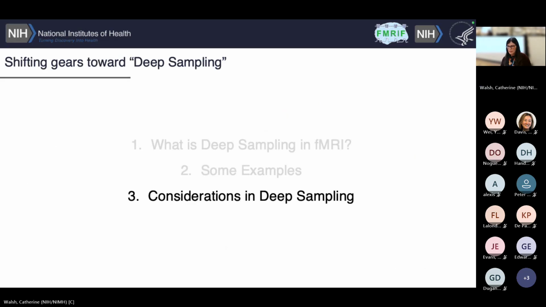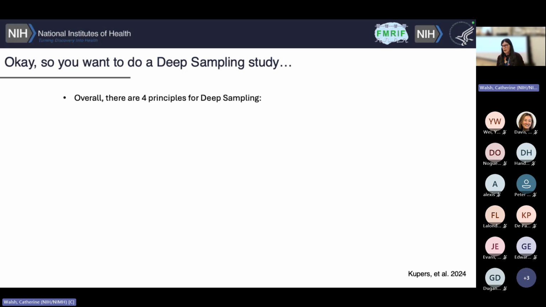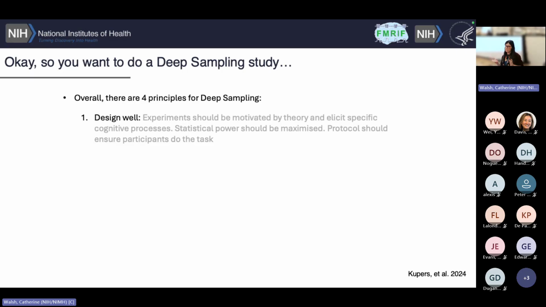Okay. Lastly, in the last 3 minutes, I'm going to talk a little bit about the considerations that you might want to keep in mind if you're ever thinking about a study like this. So there's a really nice paper that came out relatively recently from Cooper's, and they actually define 4 principles that are really important if you're going to have a large study like this. The first is that, and this might seem obvious, but you should design it well. You should have experiments that are motivated by theory and they elicit specific cognitive processes that you care about.